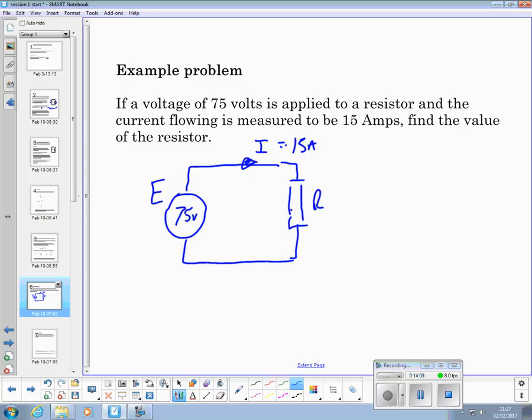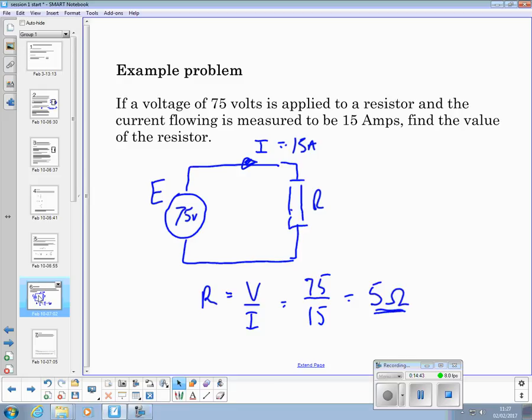Fairly easy, you could probably do the maths in your head. But what formula have we got to use? The formula is R equals V over I, Ohm's law. 75 over 15 is 5 ohms.